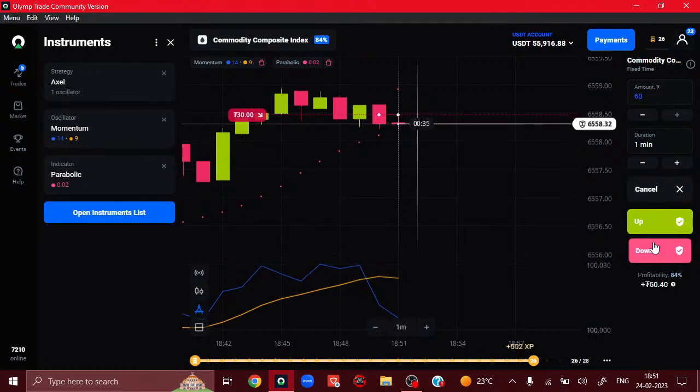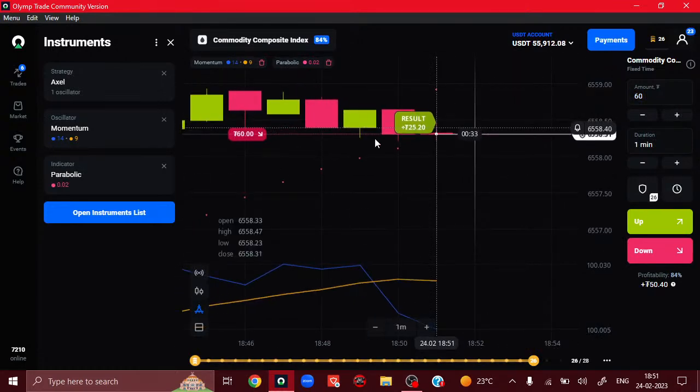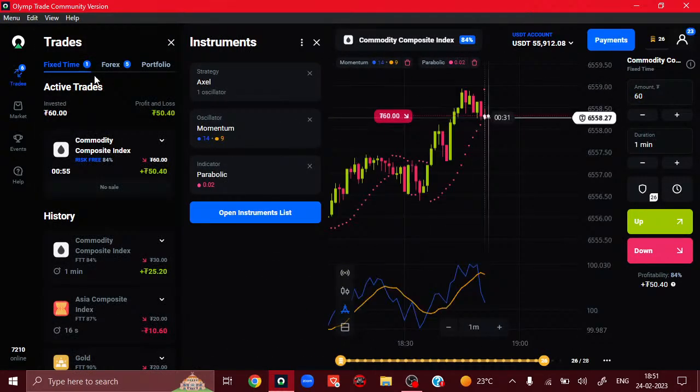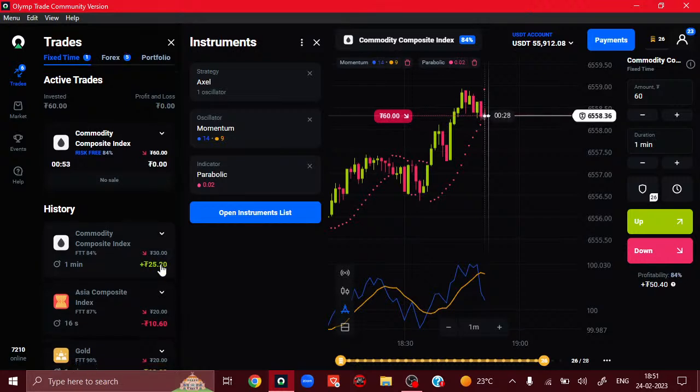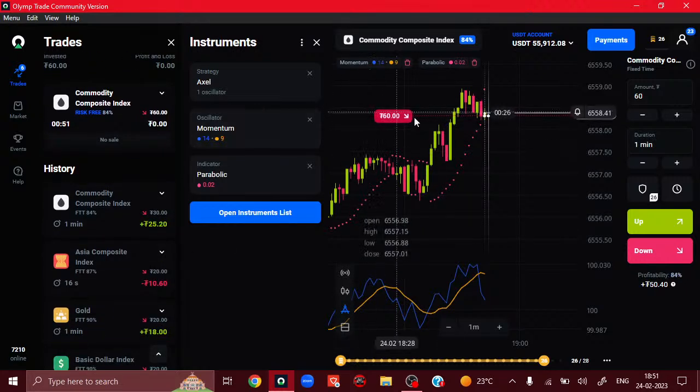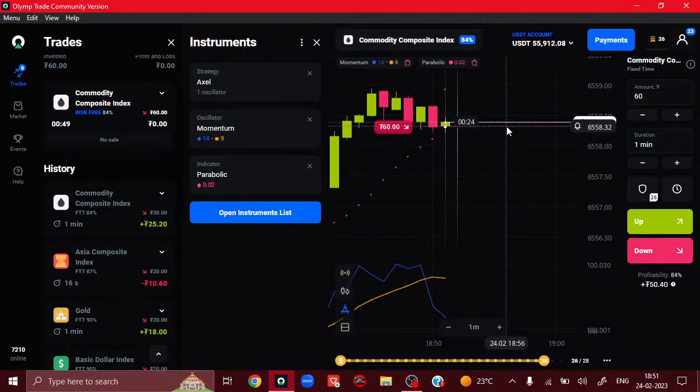I will use one of my risk-free trades here. Previous trade we won. We made the recovery of the lost $10 along with $15 profit, guys. So another trade I have entered here using the parabolic indicator. Now this is a risk-free trade.